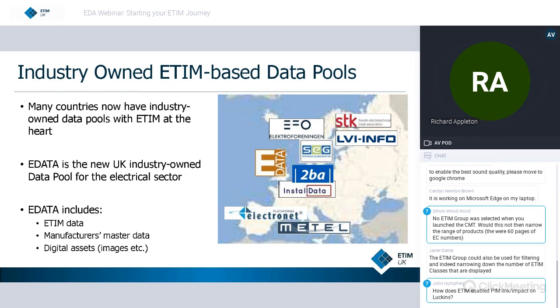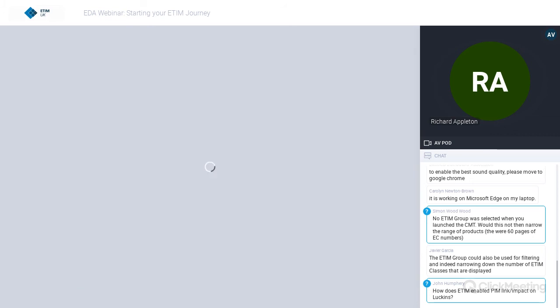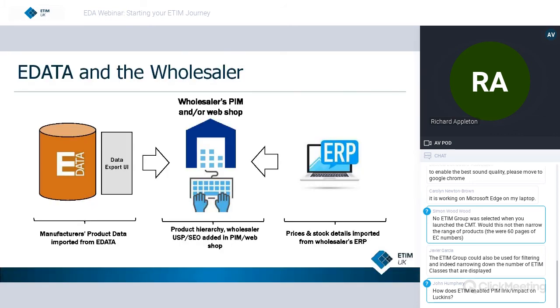In the UK, we have developed EDA as our industry data pool for the electrical sector, and into EDA, manufacturers can load their ETIM data along with master data such as product descriptions, part numbers and marketing data, and their digital assets such as their images for download by wholesalers. And here's just a picture or illustration of how that might work.